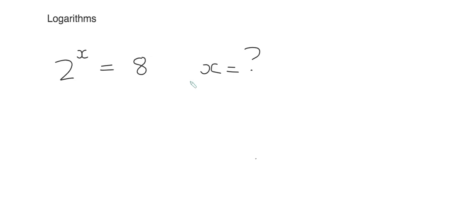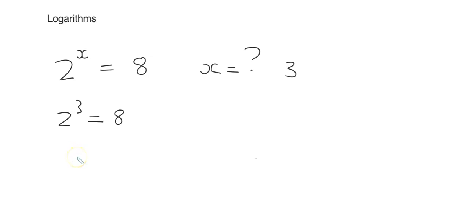One key note to remember is whenever you're trying to solve an equation where the unknown is a power, we're always going to use logarithms to work that out. Obviously we know the answer to this would be 3, because 2 to the power of 3 is equal to 8. With this question it's relatively easy because the numbers are quite nice.